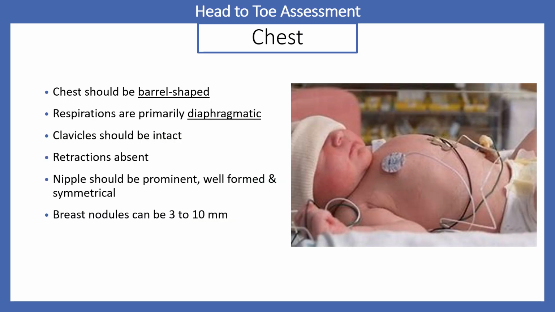For the newborn's chest assessment, the nurse expects to find a barrel-shaped chest, clavicles intact, respirations are diaphragmatic, using the diaphragm and whole abdomen. No retractions are present, and nipples are present and symmetrical.